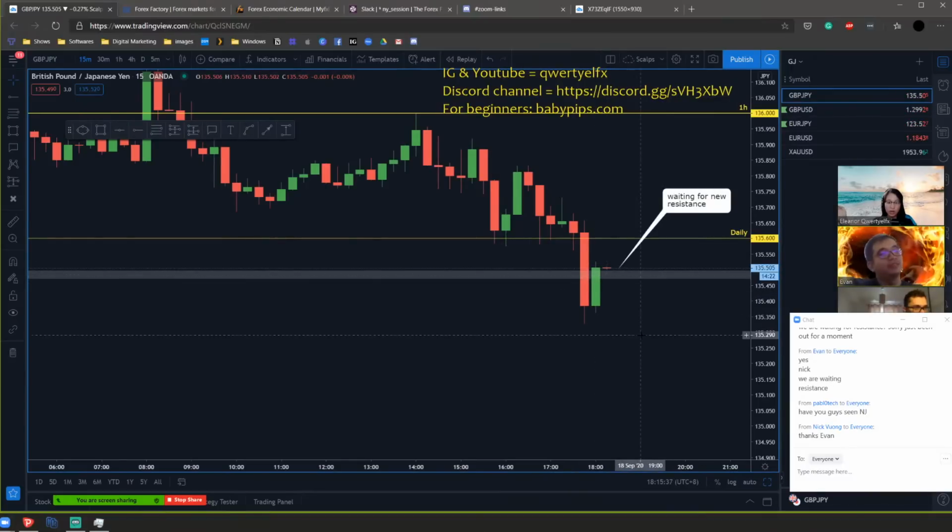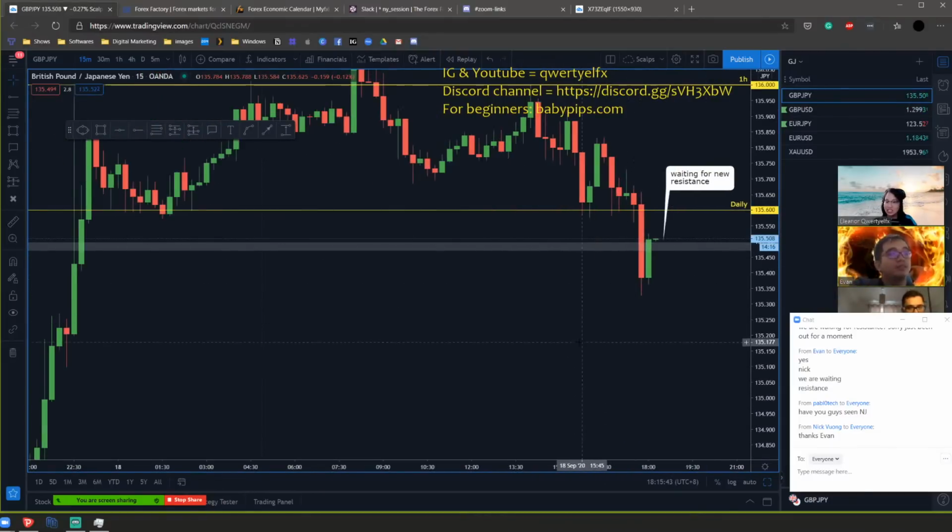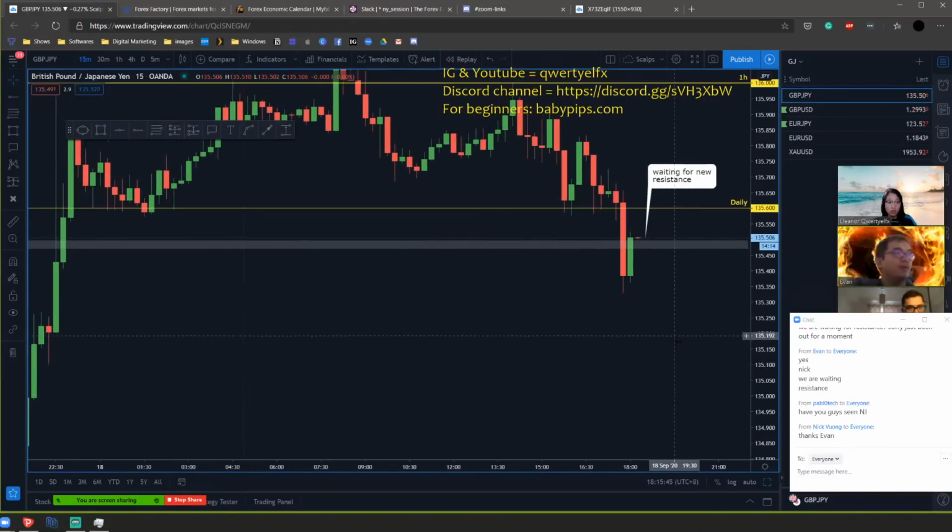Right, so everybody pray. We want this candle to close bearish below this area, okay? Then we can take entries short. If it goes up, then everybody pray don't go back into the daily zone.